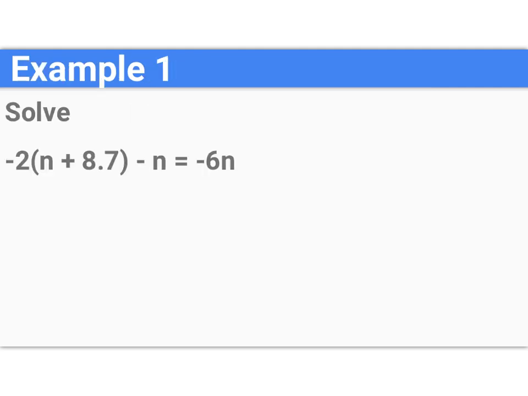All right, so our first example, we see that we have an n here, an n here, and an n here. Now the whole objective is to get the n on one side of the equation. So I'm going to do a couple of different steps to put the n on one side. Ideally, you want your letter on the left, and you set that equal to your number.